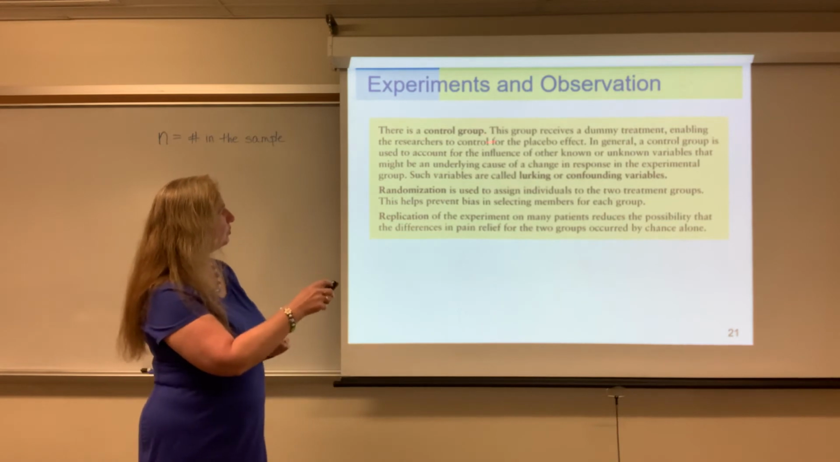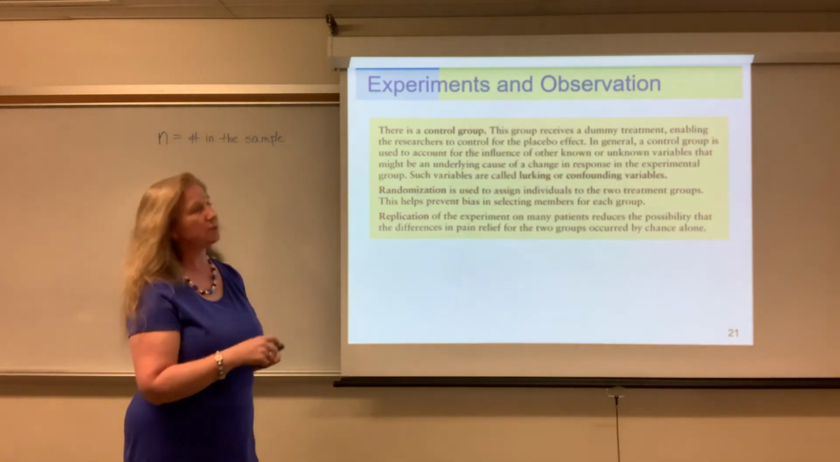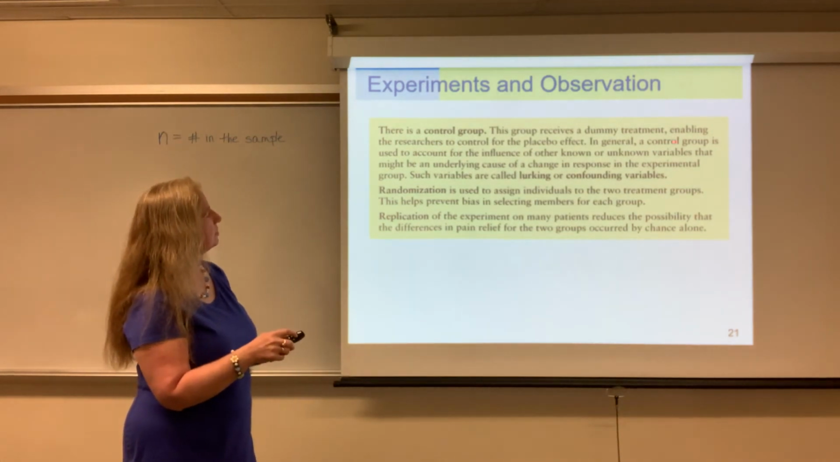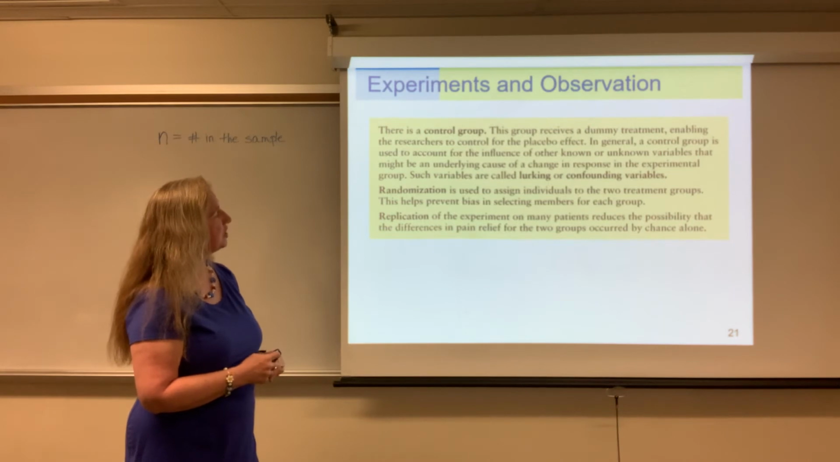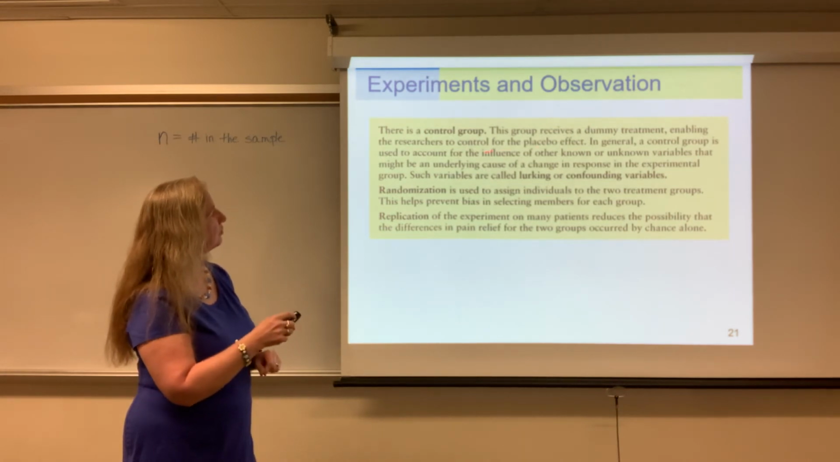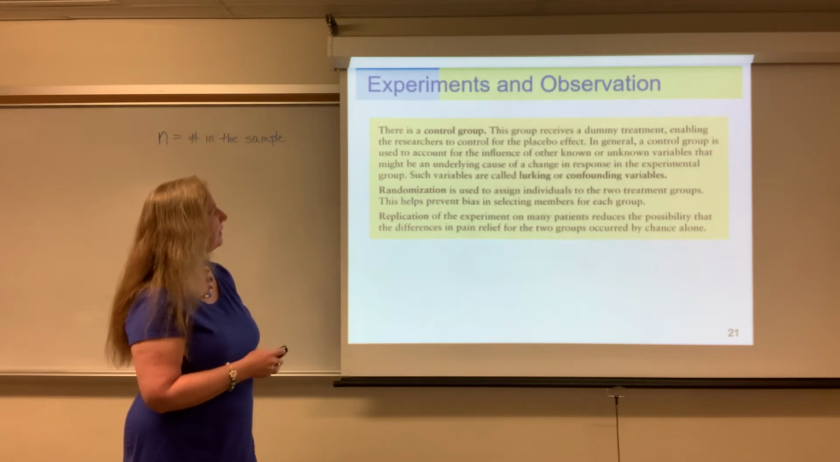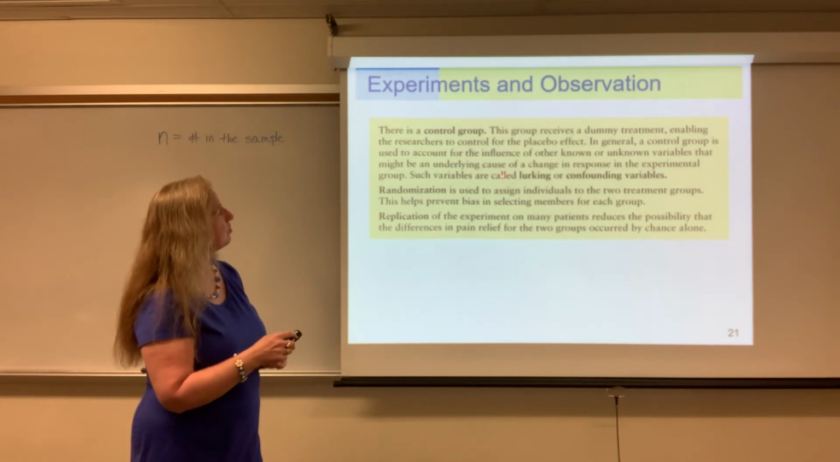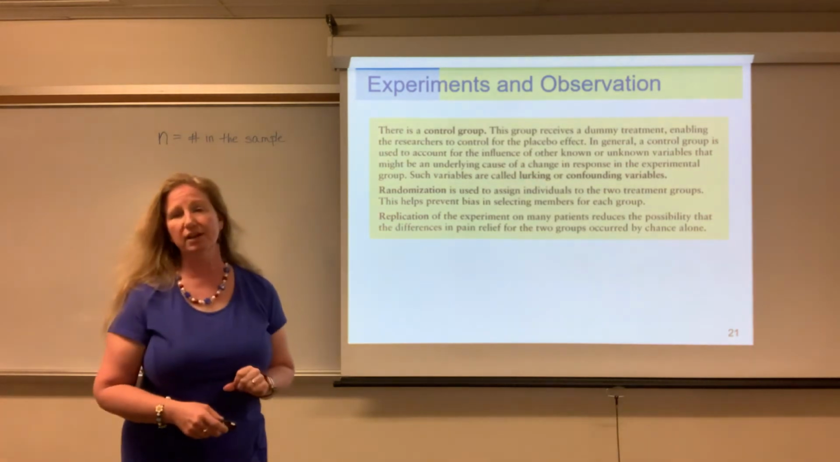There is a control group that gets the dummy treatment. Again, here's a summary. This is our summary blocks. The control group gets a dummy treatment, enabling the researchers to control for the placebo effect. In general, a control group is used to account for the influence of other known or unknown variables that might be an underlying cause of a change in response. Such variables are lurking or confounding.